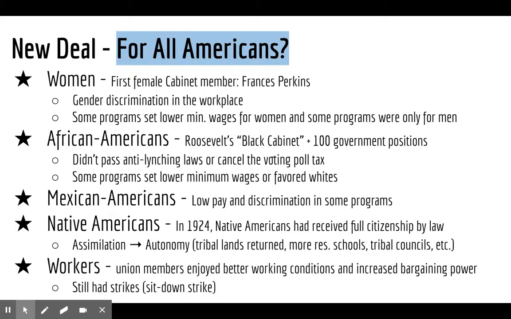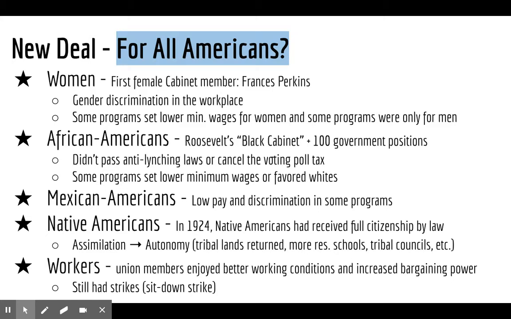Okay, you're almost done. I know, you're almost done. How did the New Deal affect everyone? So, as we know in US history, the New Deal does not affect every single person the same. Based on your gender, based on your ethnicity, sometimes you view history different. Sometimes you live in America different. So, let's look first at women.